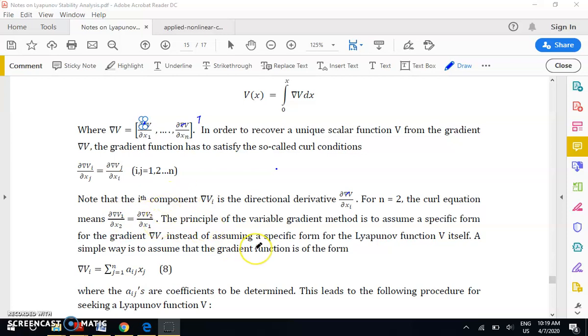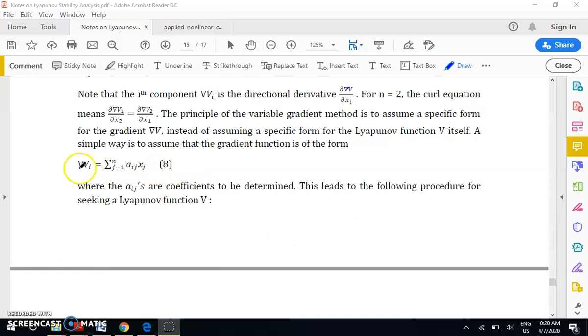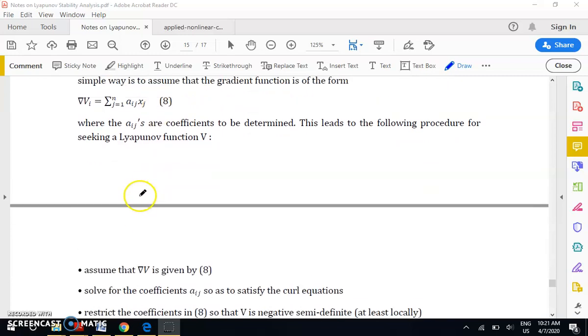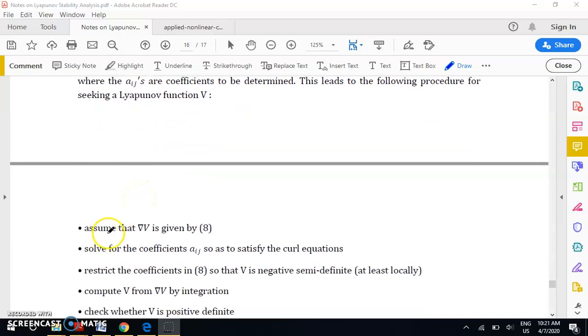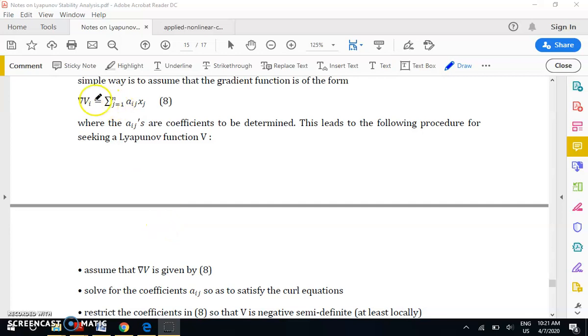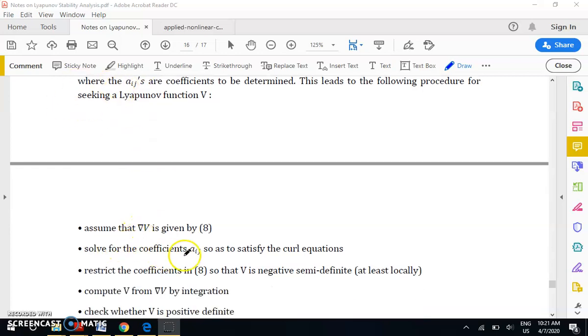Now the principle of the variable gradient method is to assume ∇v and integrate it to find v of x. So we assume ∇vi is equal to the summation, j varies from 1 to n, of aij into xj. Now for a second order system this would appear very simple. So we assume the gradient function given by this equation. We solve for the coefficients aij so as to satisfy the curl equation.